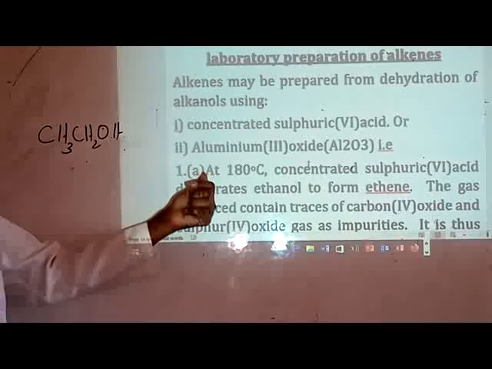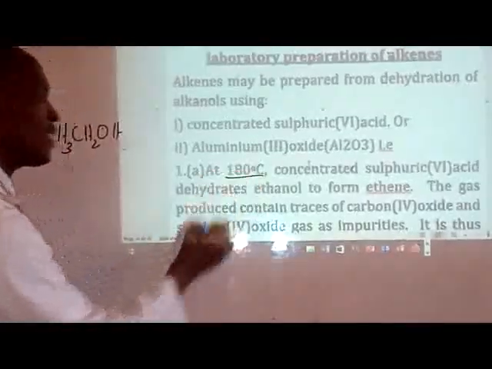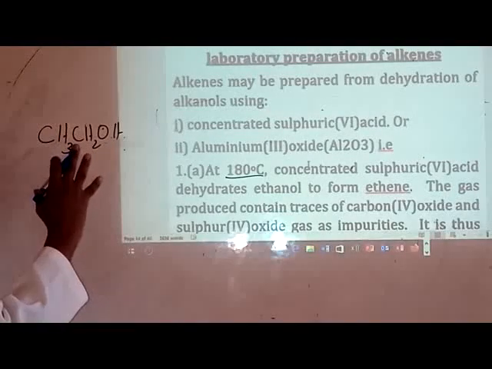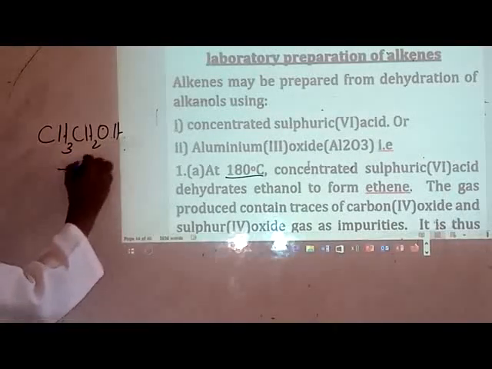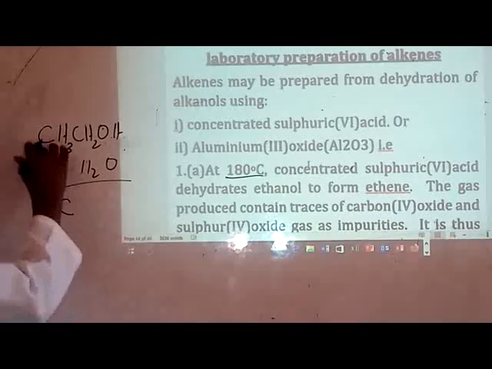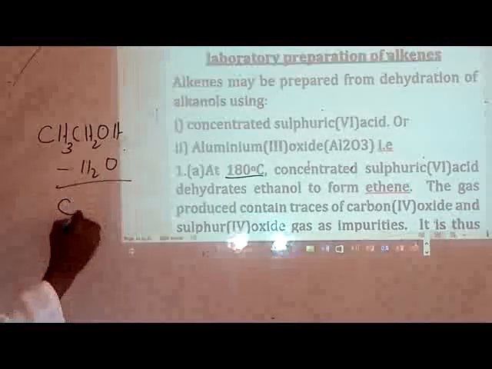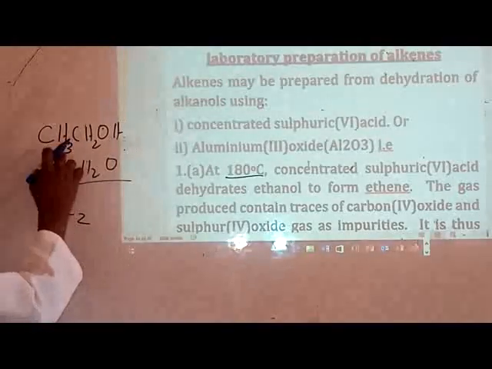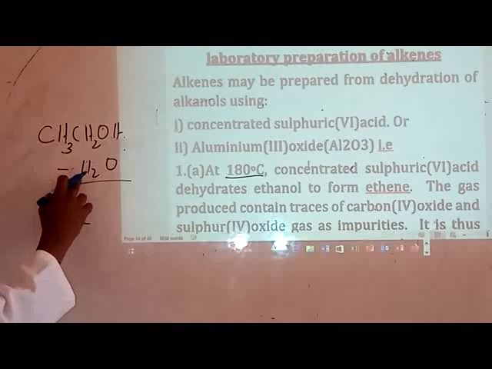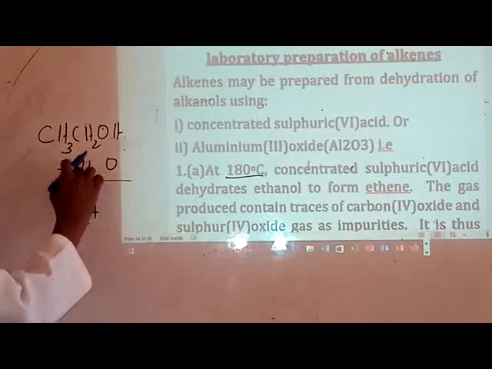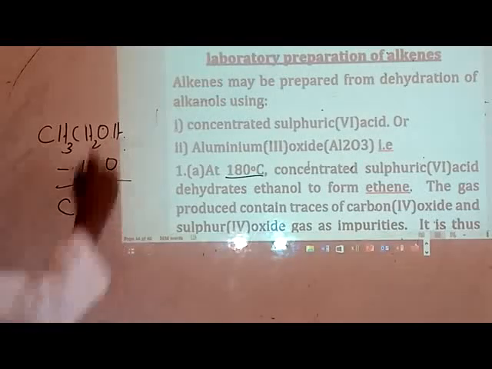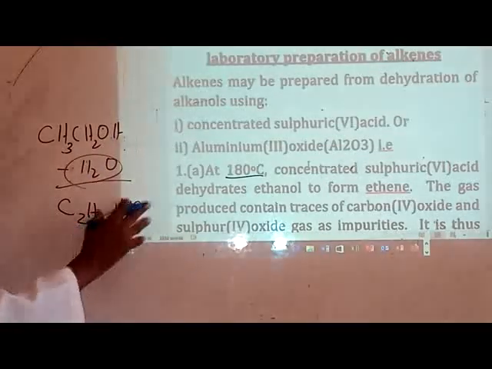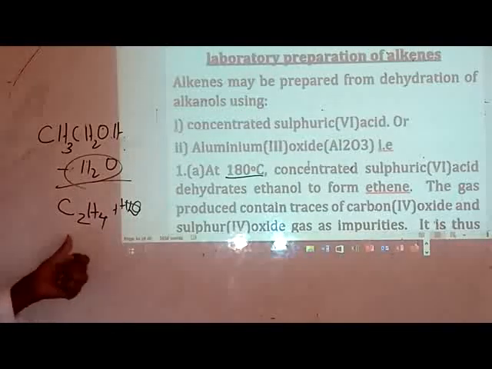Ethanol you subject to sulfuric acid and the temperatures are critical. At 180 degrees Celsius, you will remove water. So when you remove H2O from this, you remain with 2 carbons. You're not removing any carbon. From the 6 hydrogens you have removed 2, you remained with 4. Then of course you have this water here. I've just subtracted it so that I can show exactly what is happening.